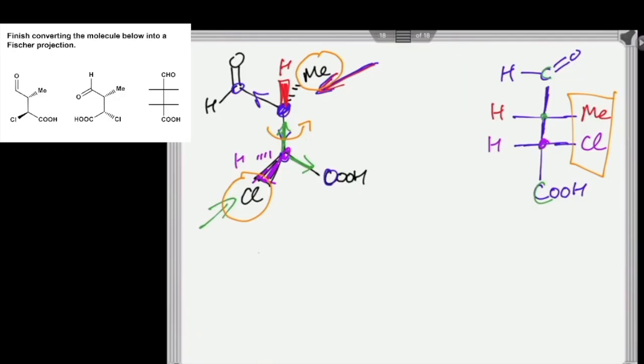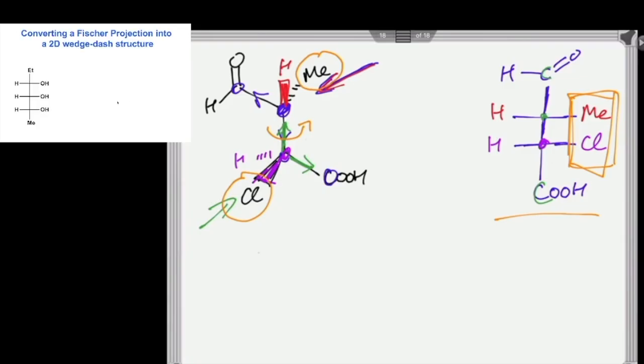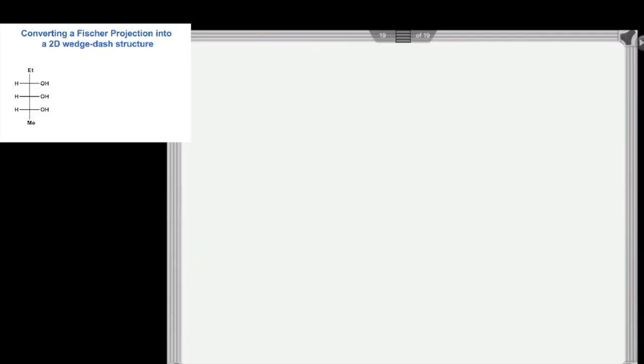But in the Fischer projection, that makes that part clear. That's sort of when we're locked into this single conformation, and we have this geometry over here. That's our final structure. So let's do this one more time, going from a Fischer projection down to our wedge and dash.